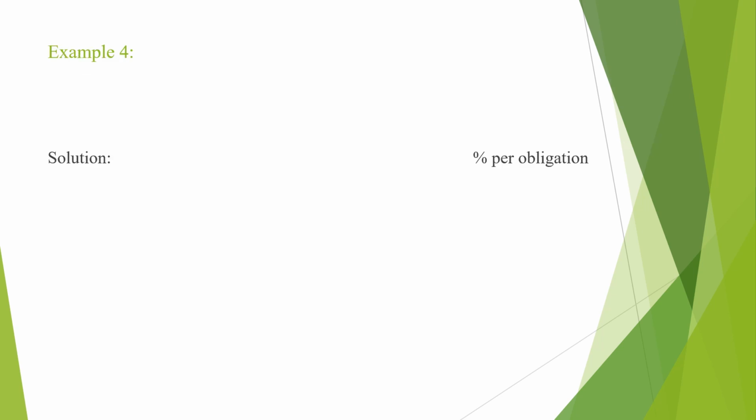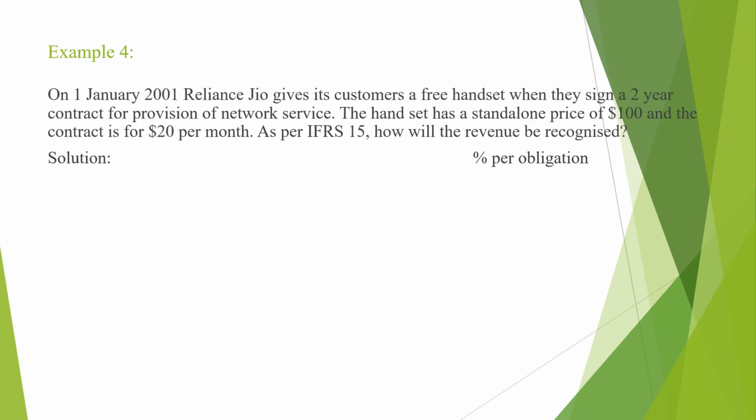Let's do a question here. On 1st Jan 2001, Reliance Jio gives its customers a free handset when they sign a 2-year contract for provision of the network services. The handset has a standalone price of $100 and the contract is for $20 per month. As per IFRS 15, how will the revenue be recognized?